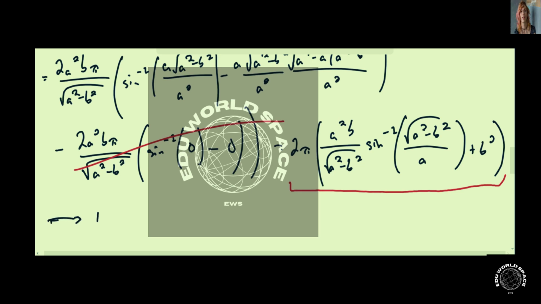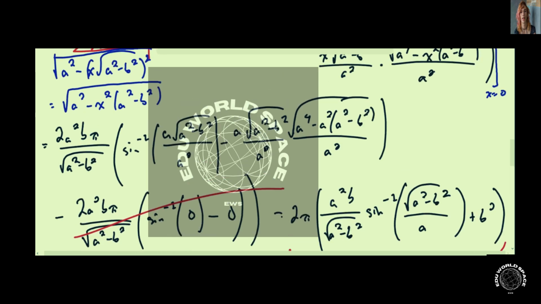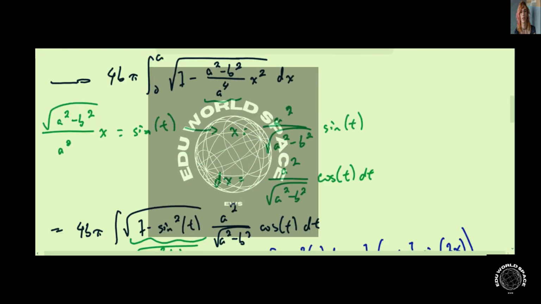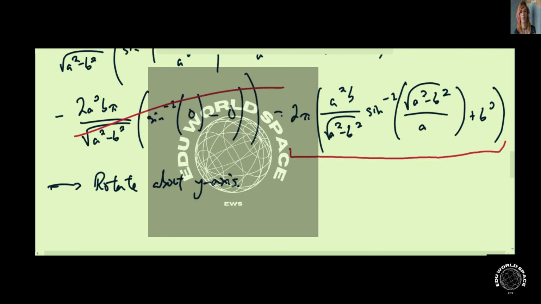Now the second part asks us to rotate it about the y-axis. In that case, we would need to use a slightly different formula. Instead of solving the ellipse formula for x, we're going to solve it for y instead. So let's write down the formula again. x squared over a squared plus y squared over b squared is equal to 1.